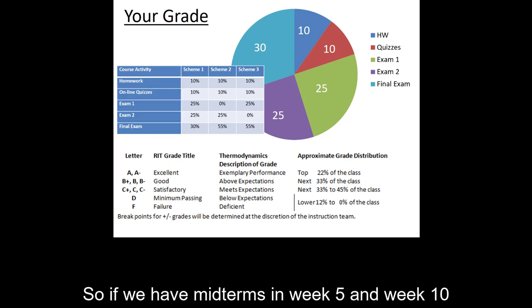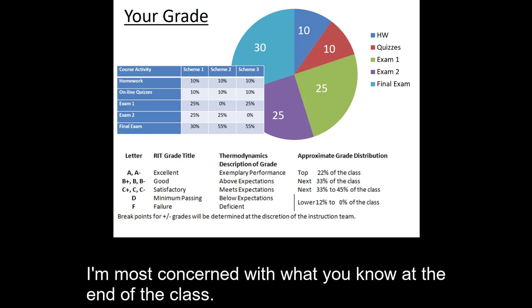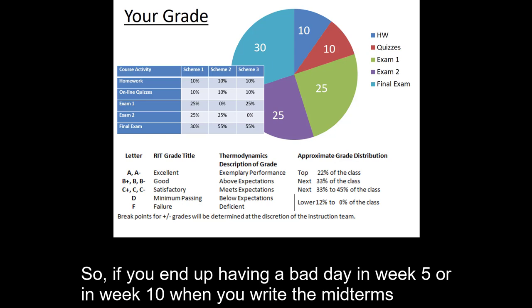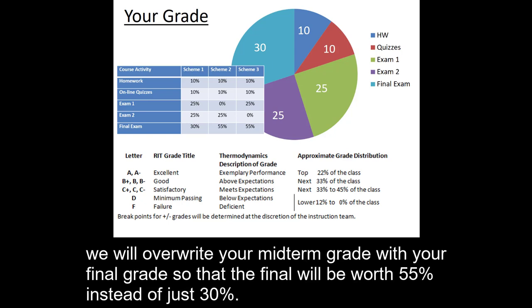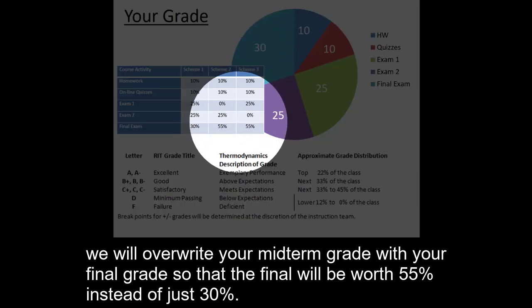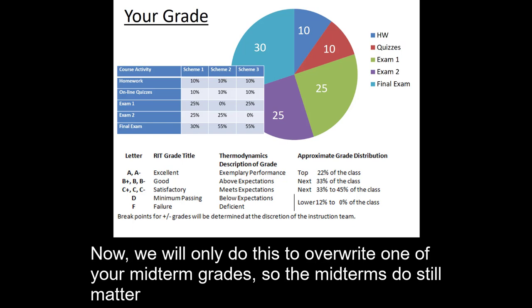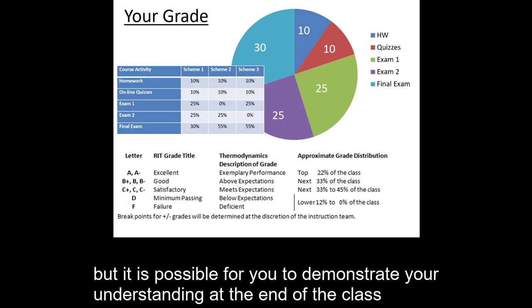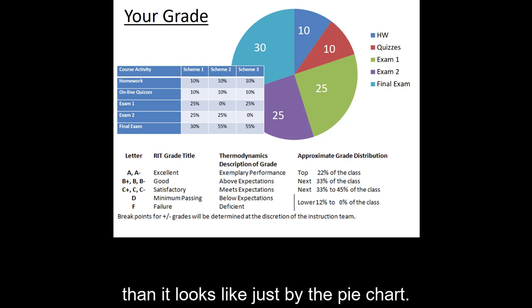Now, it's important to remember that the class doesn't necessarily end on that day, right? So if we have midterms in week 5 and week 10 and then the final after week 15, I'm most concerned with what you know at the end of the class. So if you end up having a bad day in week 5 or in week 10 when you write the midterms, it's okay because this class is cumulative. So if you do better on your final than one of your midterms, we will overwrite your midterm grade with your final grade so that the final will be worth 55% instead of just 30%. Now, we will only do this to overwrite one of your midterm grades, so the midterms do still matter, but it is possible for you to demonstrate your understanding at the end of the class and for that to count more than it looks like just by the pie chart here.